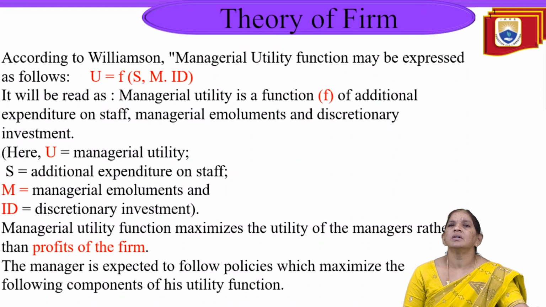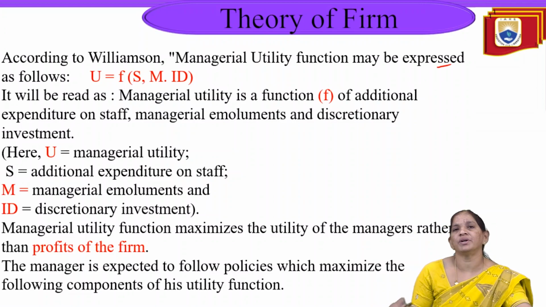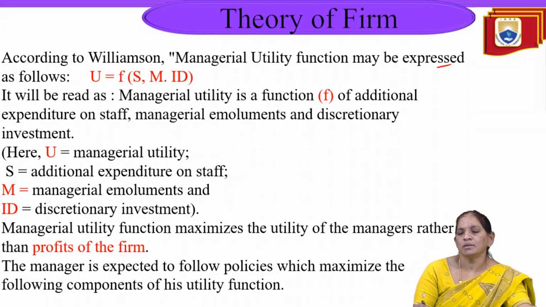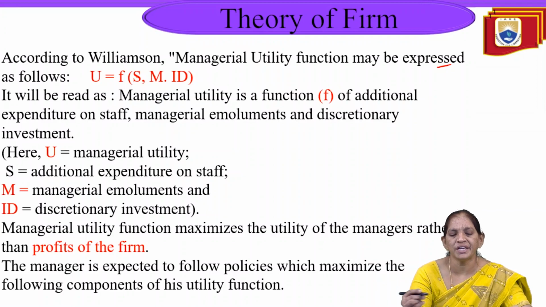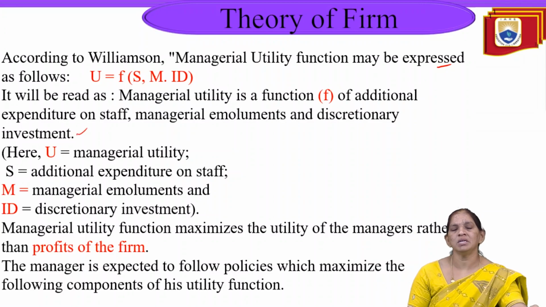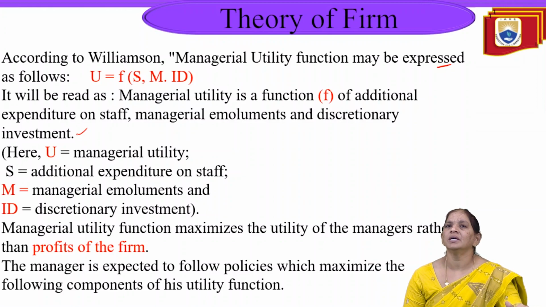According to Williamson, we can express utility as a function, saying that U equals a function of S, M and ID, where we can read it as: utility is a function of additional expenditure upon the staff, managerial involvement and discretionary investment. Out of the profits they are earning, they want to verify these managerial utilities, meaning what the managers have done, for that they require some satisfaction. They will get satisfaction when some additional expenditure is spent, maybe for increasing the salaries or providing other increments, benefits or some discretionary incentives given to the staff. So that is the maximum utility the managers want.